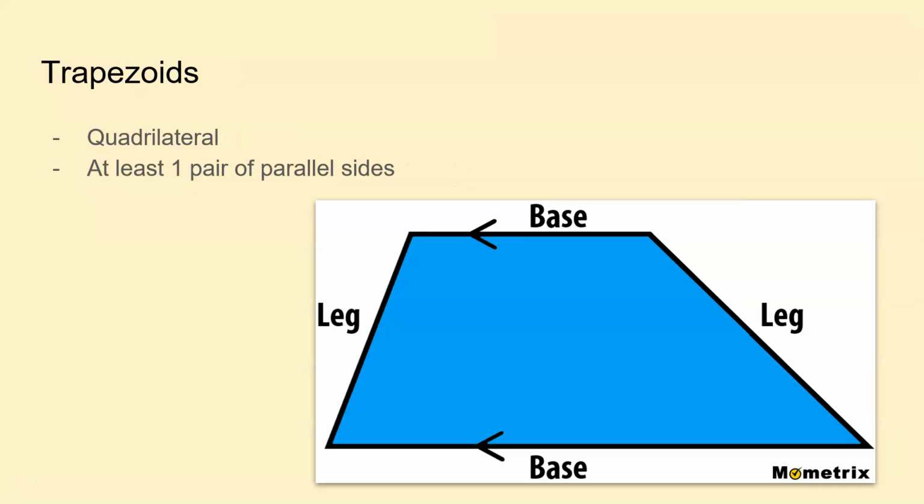Next, we're going to talk about trapezoids. So a trapezoid is a type of quadrilateral that has at least one pair of parallel sides. So here you can see we have the parallel bases. So a trapezoid, the parallel sides we call the bases, and then the not parallel sides we call the legs. So you want to write down these definitions and include a picture with the labels.